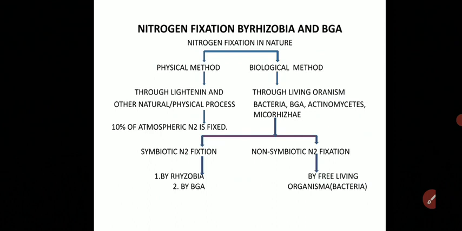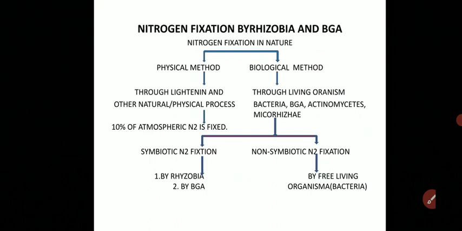The atmospheric N2 is fixed in the soil by two methods. First, the physical method, and second, the biological method. In the physical method, through lightning and other natural or physical processes, nitrogen is fixed. About 10% of atmospheric nitrogen is fixed through this process. While the biological method is the process of nitrogen fixation in soil through different types of microorganisms such as bacteria, blue-green algae, actinomycetes, mycorrhiza, etc.